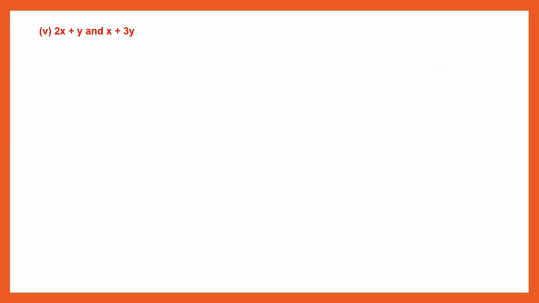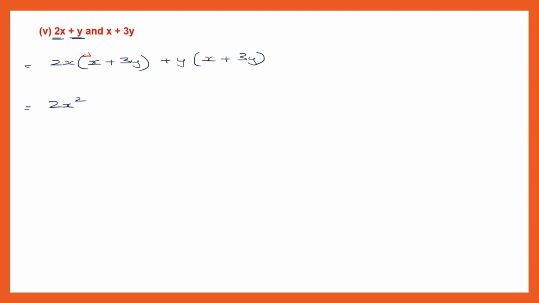Next one. Now here let's take the first term again, 2x. So that is 2x into the whole of the second binomial, x plus 3y. Take the second term plus y and x plus 3y. Now let's multiply 2x into x. 2x into x, the number will be the same. x into x is x square.